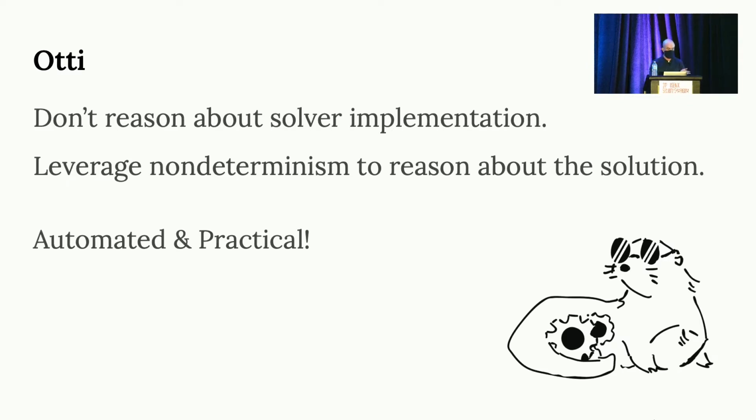So what Otti does is, instead of encoding the entire solver in the proof, the prover just computes the solution and supplies it as non-deterministic input to the proof. And then the proof is just this very small check that the solution is optimal. And this check is very practical. It doesn't need to use loops or RAM or whatever. And so you can use it to solve realistic instances. And it is completely automatable.